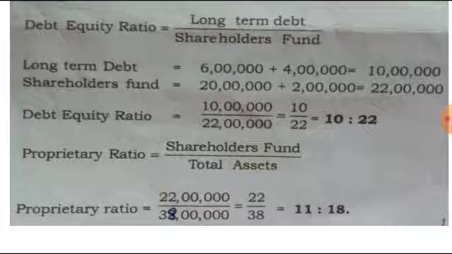So when you say the total assets, you have to add all the assets, fixed assets, current assets and non-current assets. All the assets you have to add here. When you add it, you will be getting 38 lakhs. So shareholders' funds divided by total assets is equal to 22 lakhs divided by 38 lakhs, which is 22 divided by 38, that is equal to 11 is to 18.